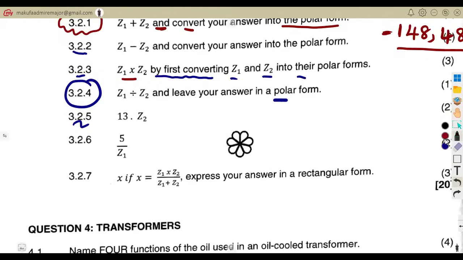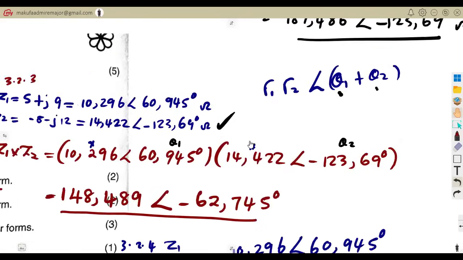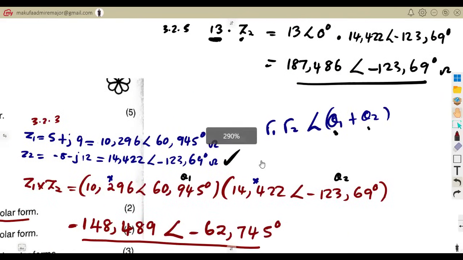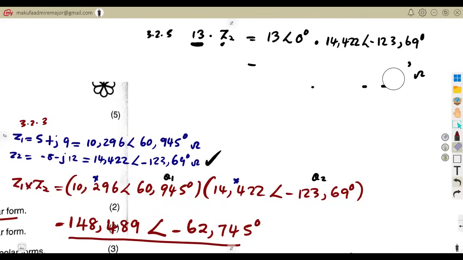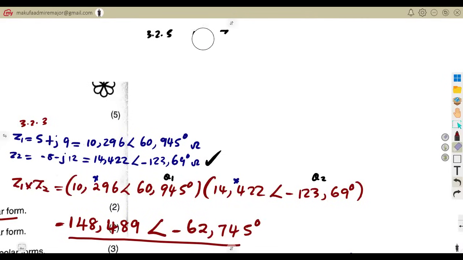What about the next one? 3.26: 5 over Z1. It's a division. So Z1, remember, we have it. I'm just going to write it where we have our Z1 here. We need a division this time. 5 over Z1. All right, so that's our 3.26.